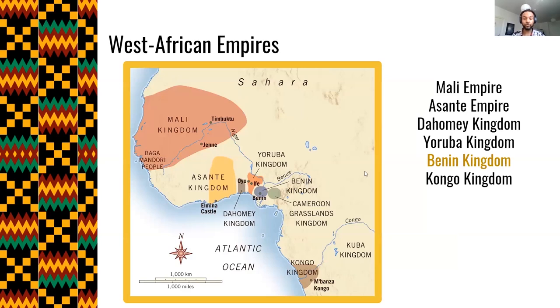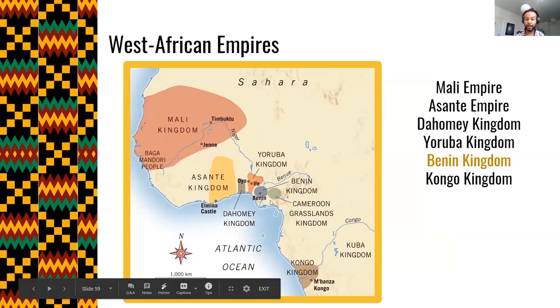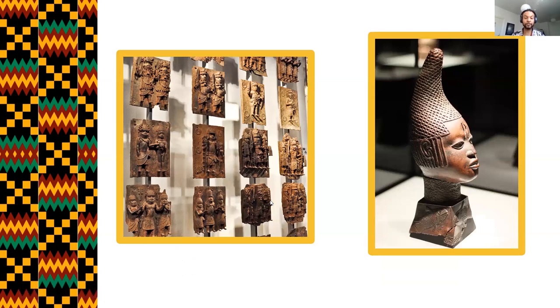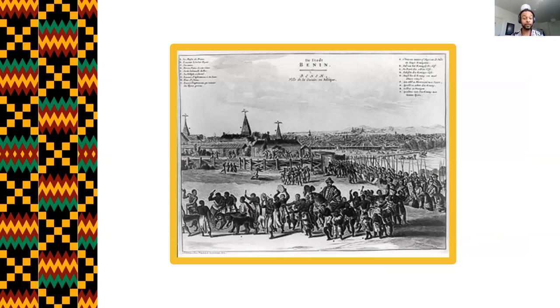So moving on to the Benin Kingdom. This is really famous for its bronzes. This is material, basically bronze and cast, that was made in the Middle Ages. Look at the one on the right, very refined, very beautiful art. This is the city of Benin. It was known for having massive walls.